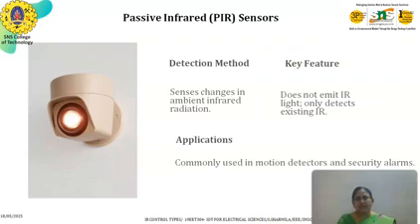Next one is our passive infrared sensors, or PIR sensors. In this, the detection method used senses the changes in ambient infrared radiation. The key feature of the PIR sensor is that it does not emit IR light. It only detects existing infrared radiation. The main applications are in motion detectors and security alarms.